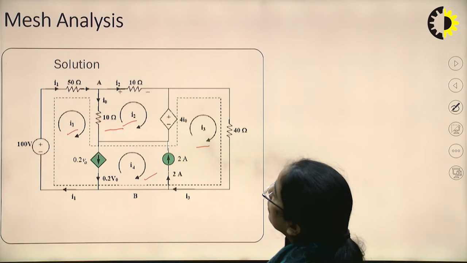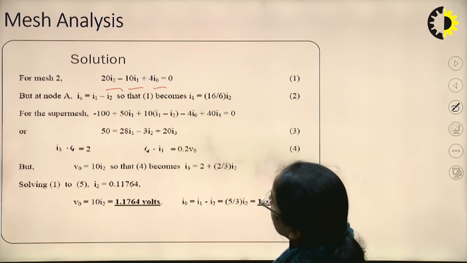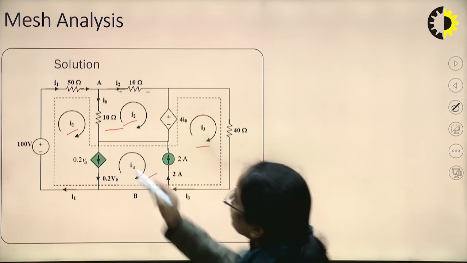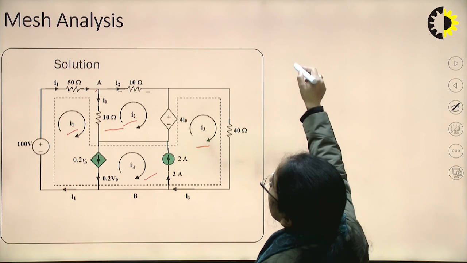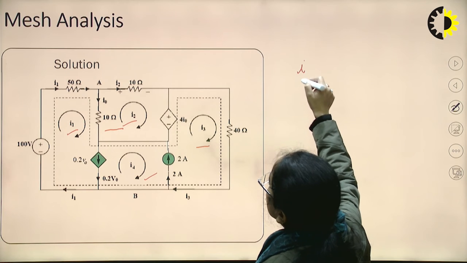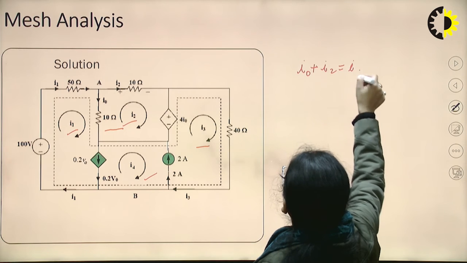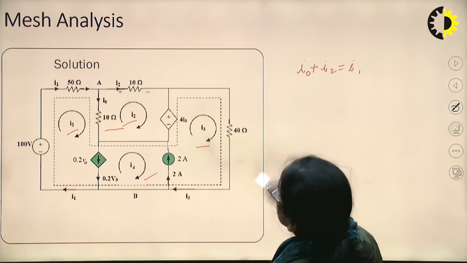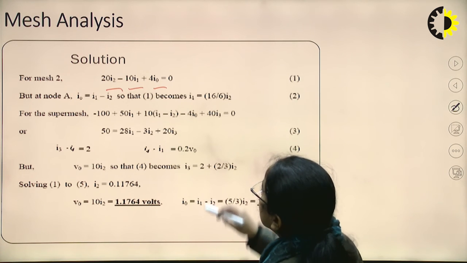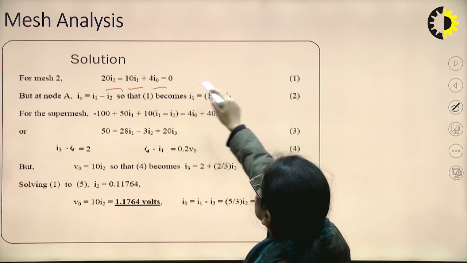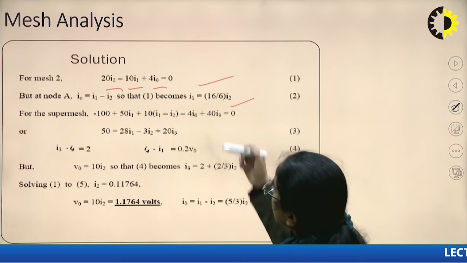At node A, see here at this node, I0 plus I2 equals I1. This is the equation now. By solving this, equation 1 becomes this. So I1 is 16 by 6 into I2.